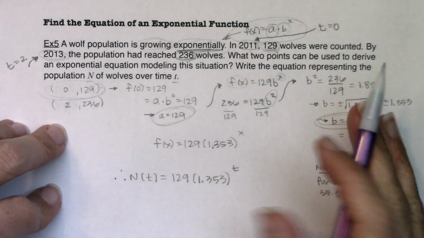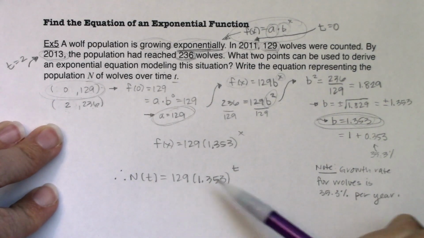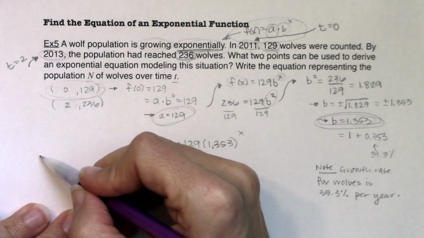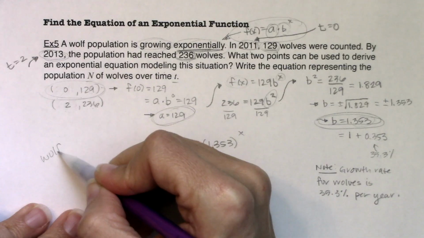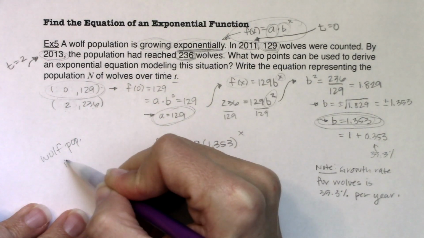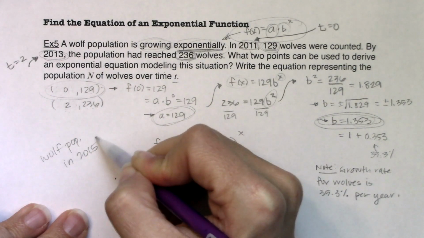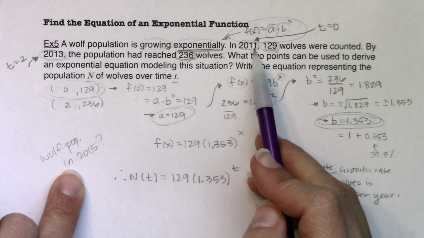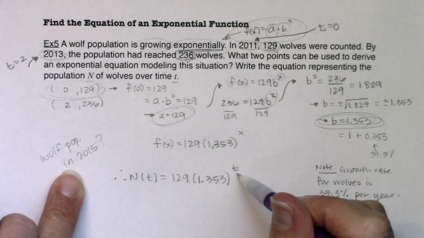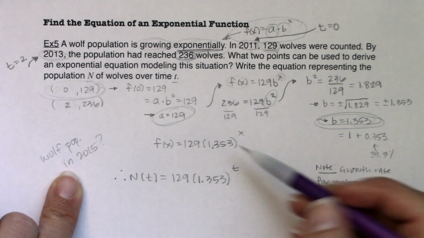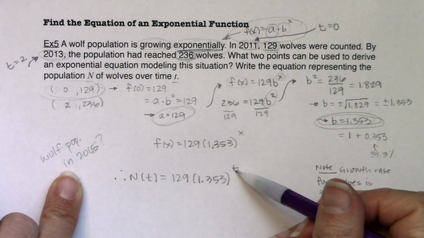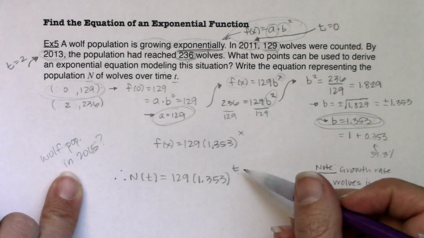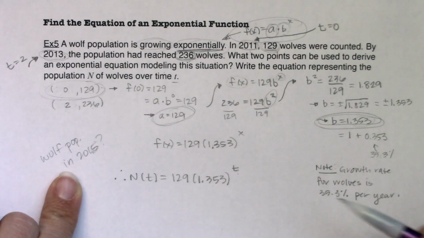Typically, after you get your exponential model, you might be asked something like, what's the wolf population in, let's say, 2015? In 2015, that would be 4 years after 2011, so I could plug in a 4 here and find the wolf population. If it was 2016, I would plug in a 5 and get the wolf population. So now this is just a function of t. Once you find a t value, plug it in, get the wolf population.